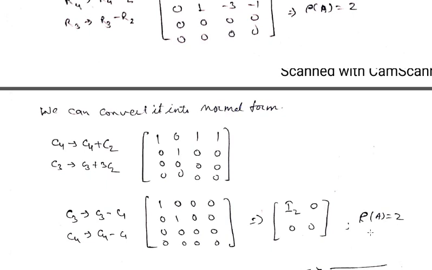So these are the methods to find the rank of a given matrix. We can find the rank of a given matrix by converting it into echelon form, or after that we can also convert the echelon form into normal form. So that's all about how to calculate rank. Thank you.